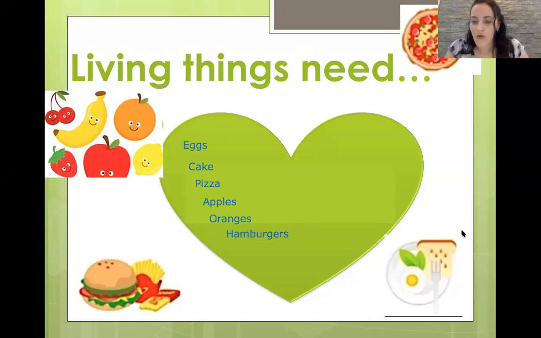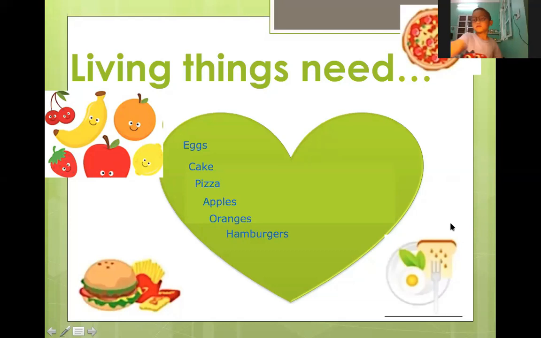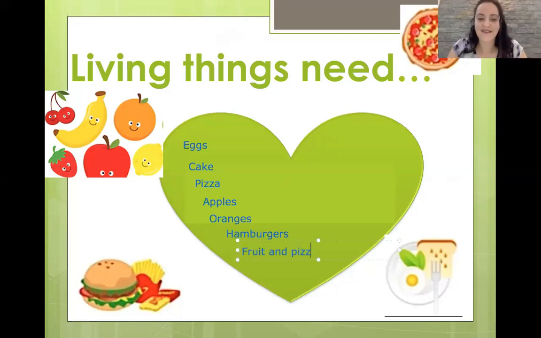Let's get one more. Who has one more? How about Milk? Milk, what food do you eat? Milk, are you there? Yes. What food do you eat, Milk? I like to eat pizza and fruit. Fruit and pizza. Very good.